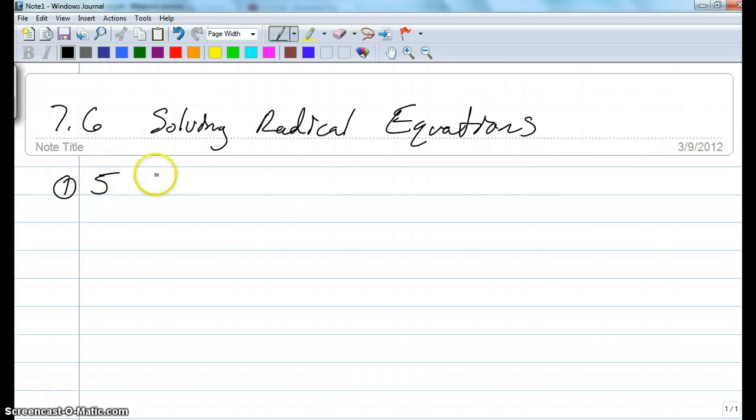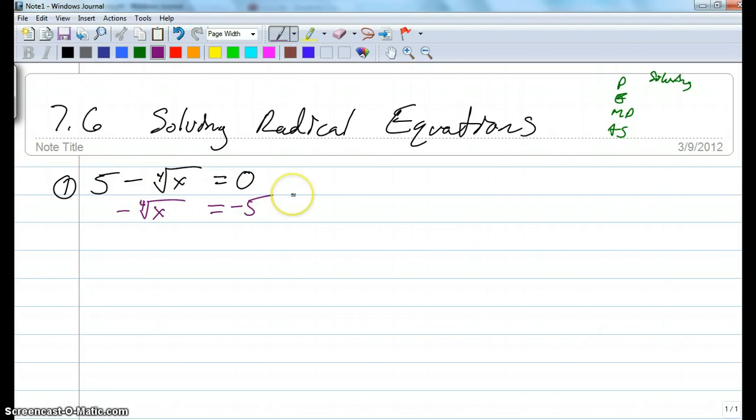All right, so first example here. 5 minus the 4th root of x equals 0. This is a radical equation because it has a radical, and we're going to solve this bad boy. So remember, when we're solving, it's PEMDAS backwards, right? So when we're solving, we're going backwards. So the first thing that's got to go away is addition and subtraction. We're going to move this 5 by subtracting it. So we're left with the opposite of the 4th root of x equals negative 5.